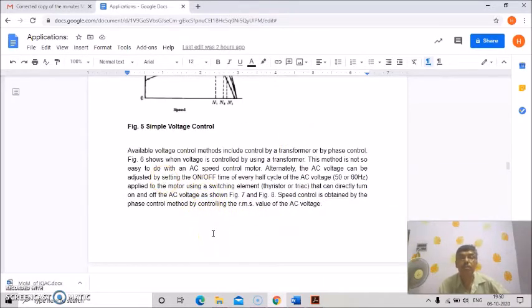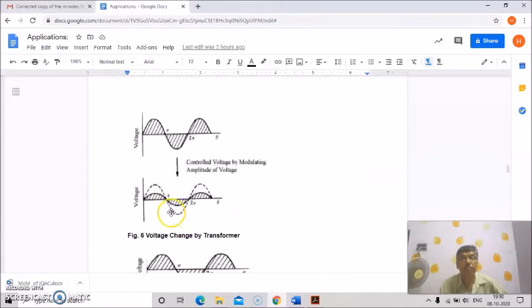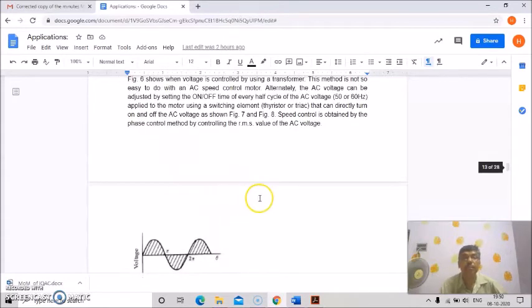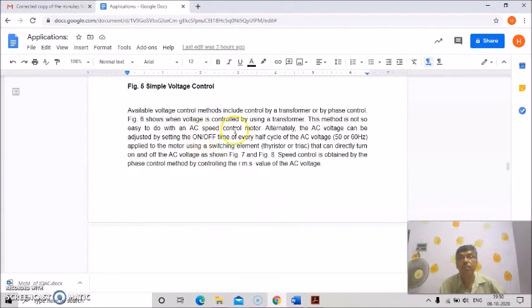Available voltage control methods include control by a transformer or by phase control. It is shown in figure 6, voltage control by transformer. This controls voltage by modulating the amplitude of the voltage. So this is voltage change by a transformer, basically. This method is not so easy to do with an AC speed control motor.